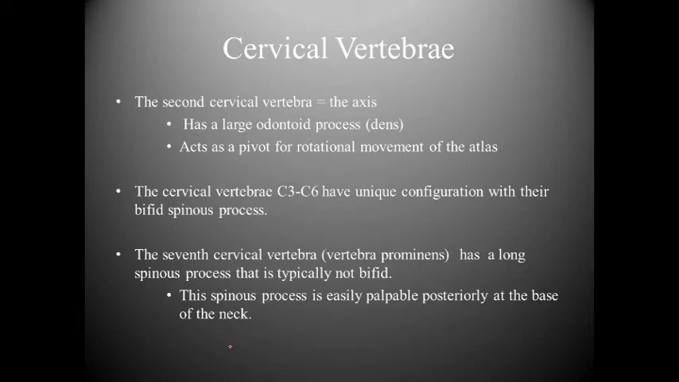The cervical vertebrae C3 through C6 have a unique configuration with their bifid spinous process. When we say spinous process, we typically think of it looking something like this. However, C3 through C6 have a bifid tip, which means it's something like this, and so you have an indentation here. The seventh cervical vertebra, or the vertebra prominens, has a long spinous process that is typically not bifid. So C3 through C6 is this type, but C7 typically reverts back to this.